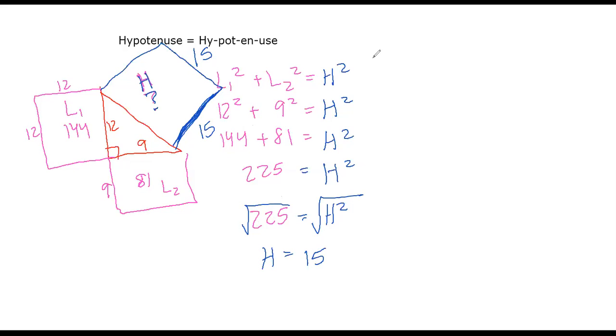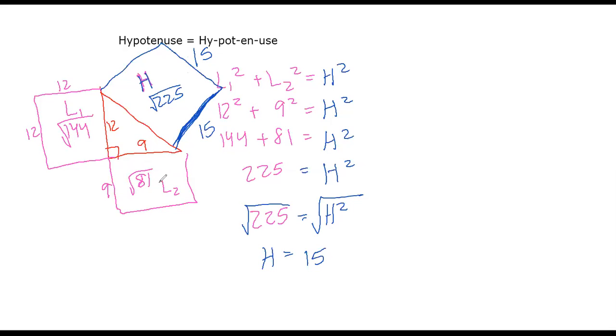Because 15 times 15 is equal to 225. That's the same thing when you look at the 144. Square root of 144 is 12, because 12 times 12 is 144. Square root of 81 is 9, because 9 times 9 is 81. And the square root of 225 is 15, because 15 times 15 is 225.